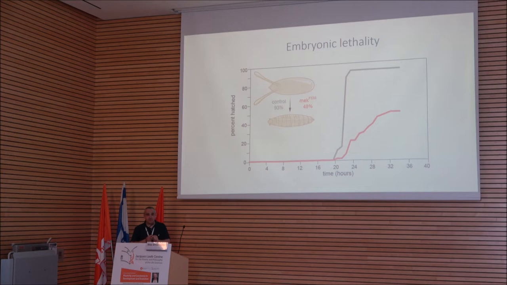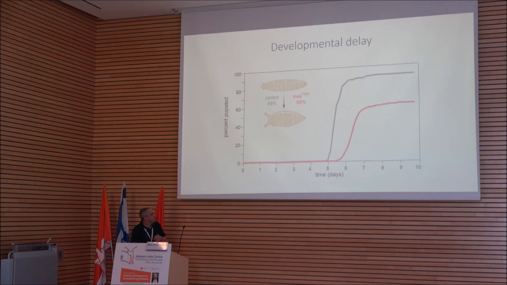So changes in signaling are subtle, but the effect is dramatic. So 50% of embryos die, 50% go on to hatch. This is a different mutation from the previous, but it doesn't matter, they all look like this. Okay? So for this one, the effect would be 70%. Okay? So there are multiple stages of fly development.